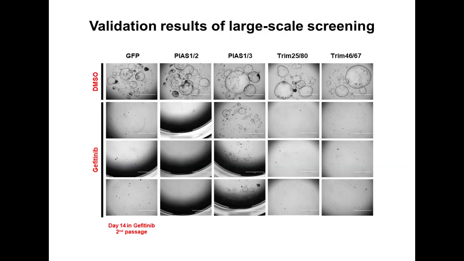And if I move on, we also validated the system. Here we found one very strong hit, which is PS1 and 3. If you knock out the 2 at the same time, then we found that the organoid becomes very resistant to the gefitinib treatment. So currently, our lab is working on the details of the mechanism to understand how and why PS1-3 knockout can endow the resistance against the gefitinib treatment.